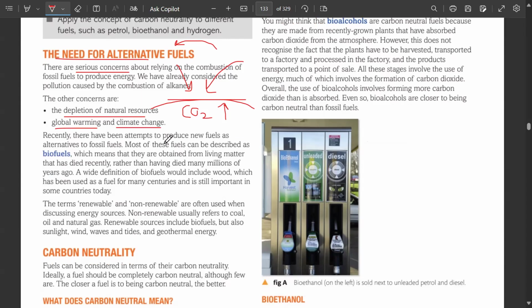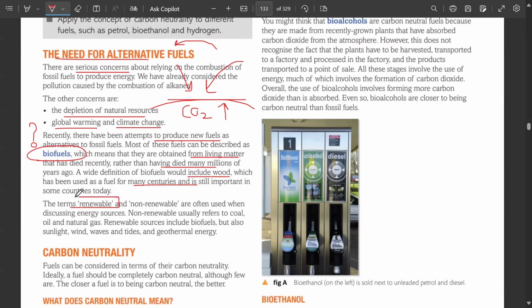And recently there have been attempts to produce new fuels alternative to fossil fuels, for example biofuels. What do you think is the meaning of biofuels? Maybe fuels created by living matter, planet-friendly plants, materials. Decomposed plants, wood, centuries से यूज हो रहे हैं.